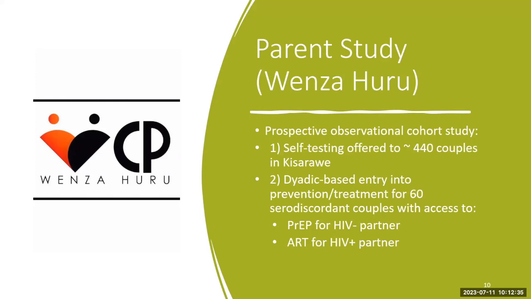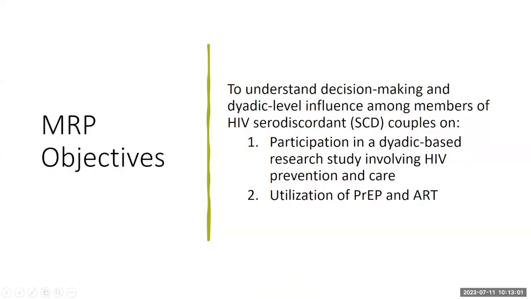confirmatory testing right there. Then, among those who were identified as serodiscordant couples, we looked at dyadic-based entry into prevention and treatment for about 60 couples. And within this part of the study, couples were offered PrEP for the HIV negative partner and ART for the HIV positive partner. At the time, ART was available for everybody living with HIV. PrEP was not yet, so it was only available through our study. So my MRP objectives were to understand decision-making and dyadic level influence among members of serodiscordant couples based on participation in the dyadic-based research study and utilization of PrEP and ART.